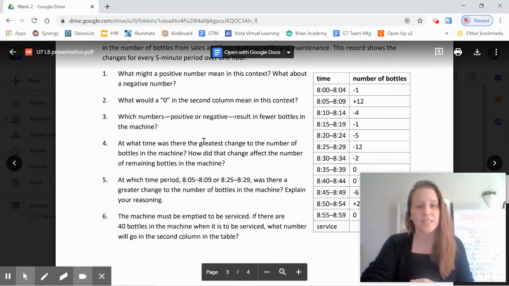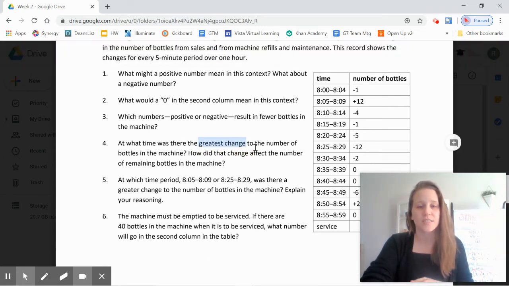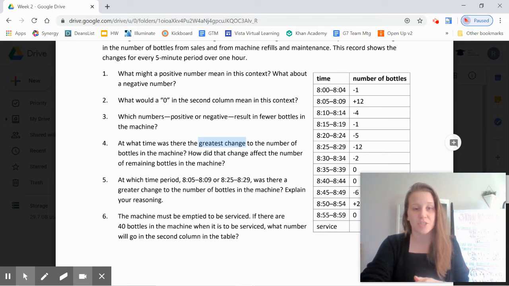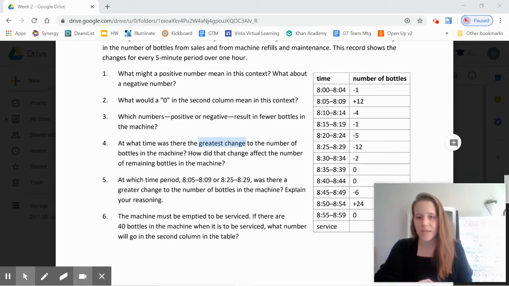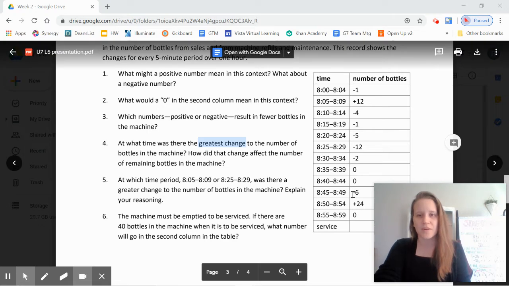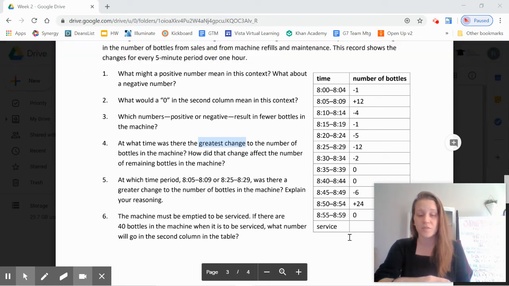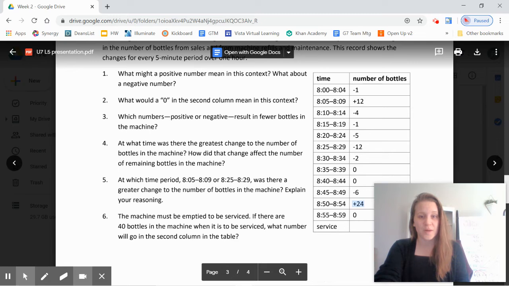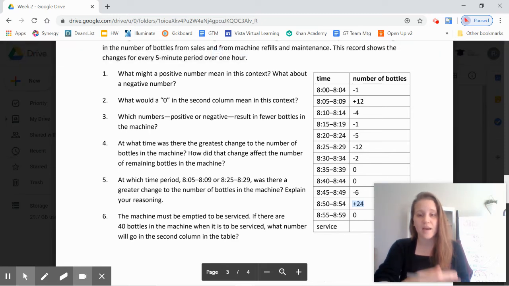At what time was there the greatest change to the number of bottles in the machine? How did that affect the number of remaining bottles in the machine? Awesome. So the camera keeps getting in the way. Let's look at this number of bottles. I'm looking for the change that it impacts the amount of bottles the most. And what I see right here is the greatest change, positive 24. Okay, positive 24 is the greatest change.